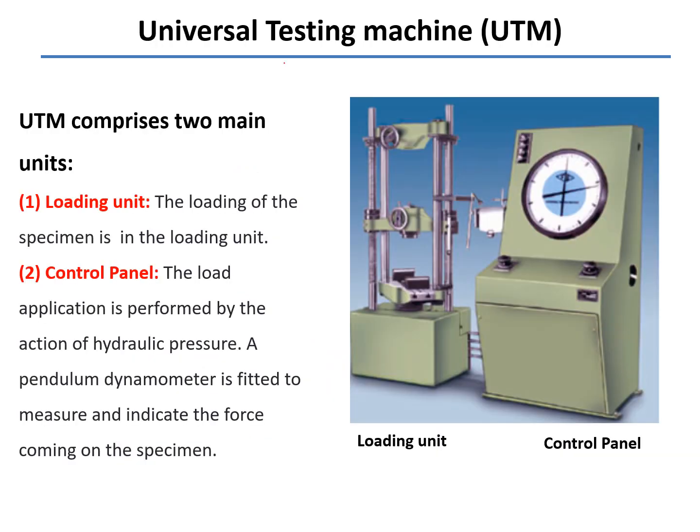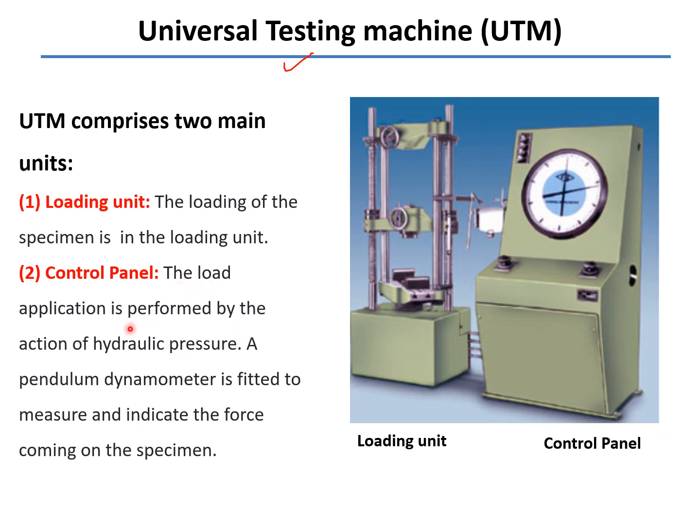And now the universal testing machine. This is the machine in which we perform this tensile test. Okay, you see, this is the diagram of the universal testing machine. In this, we have two main units. The first one is the loading unit. You see the left one, this is the loading unit, and in this loading unit we load the specimen or the sample. The second unit is the control panel.